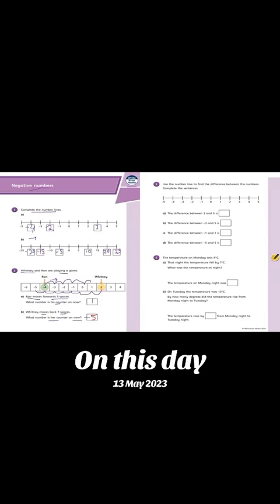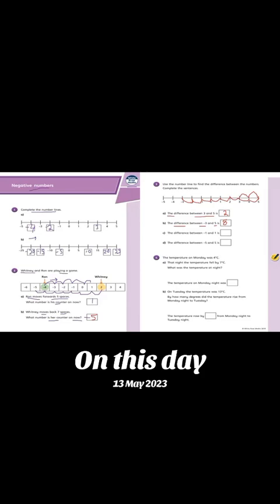This is question number 3. Use the number line to find the difference between the numbers. Complete the sentences. For part A, the difference between 3 and 5 is 2. If you're not sure, work out the number of jumps: 1, 2. The difference between -3 and 5: starting here, counting the total number of jumps, 1, 2, 3, 4, 5, 6, 7, 8. So it's got 8 jumps.